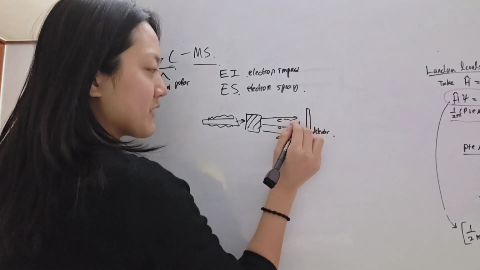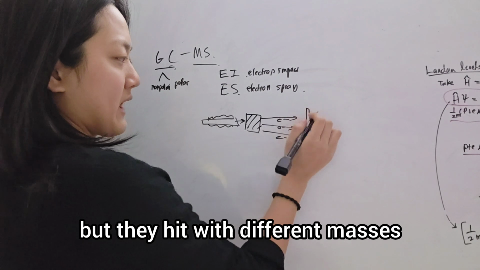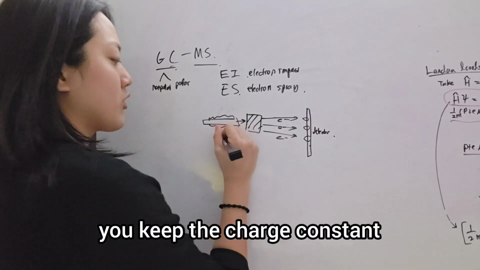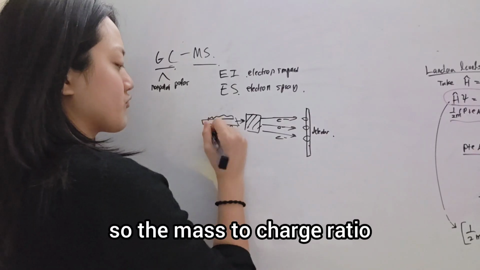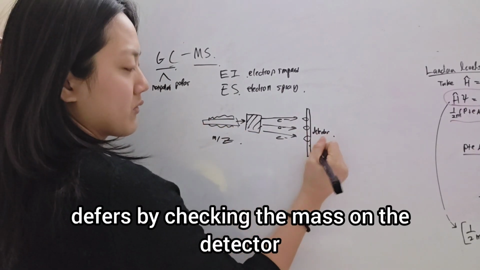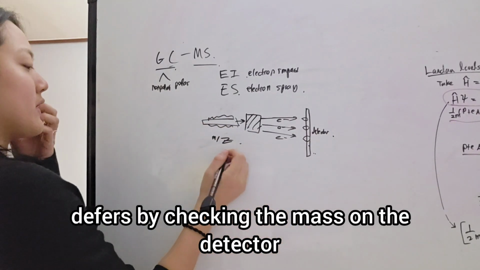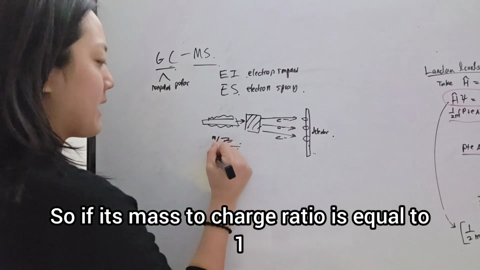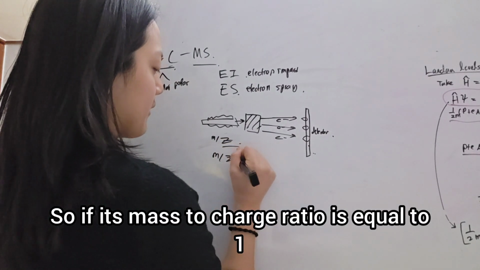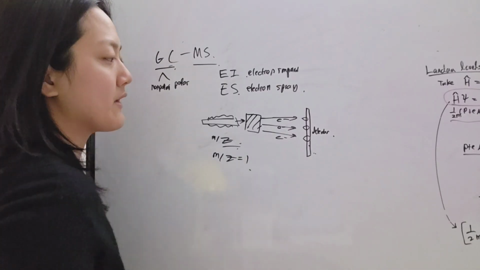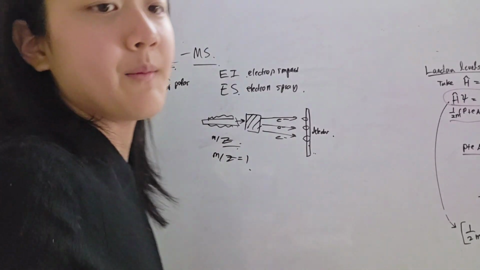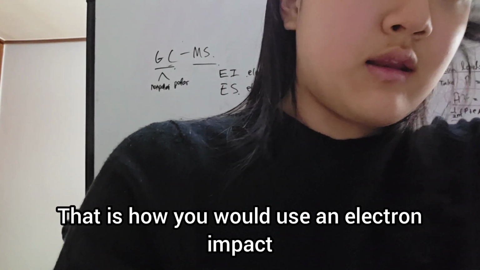So they all have the same charge, but they hit with different masses. So depending on that, you keep the charge constant. So the mass to charge ratio differs by checking the mass on the detector, where the charges stayed constant. So if its mass to charge ratio is equal to 1, then it's equal to the original substance. But if it's greater, it might be an isotope. That is how you would use an electron impact.